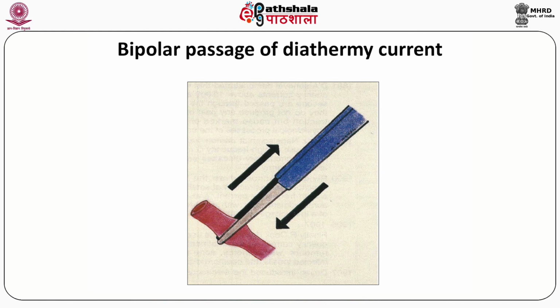This shows the bipolar passage of diathermy current. The two poles or two prongs are shown in the figure. With one prong the current comes, and with the other prong the current goes back to the diathermy machine, and the tissue with which we try to stop the blood or establish hemostasis by occluding the bleeding arteries is held with the help of this bipolar diathermy forceps.